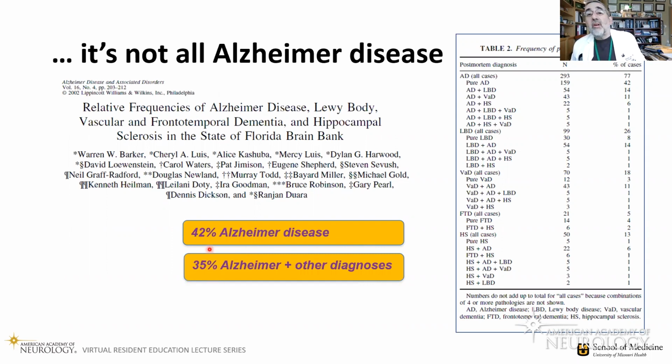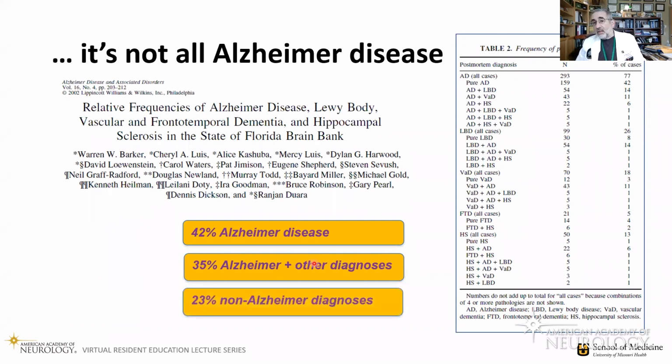So if you do the math, 42 plus 35, 77% of patients have Alzheimer's disease, but almost half of them, not just Alzheimer's disease, they have multiple diseases. And not to be forgotten, not quite a quarter of patients don't have Alzheimer's disease at all.